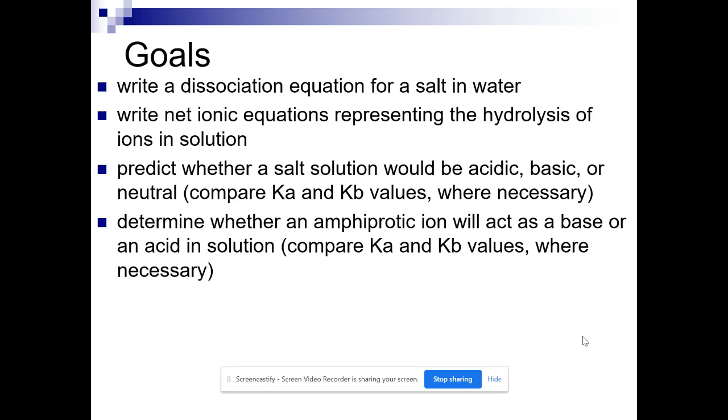We also want to determine whether an amphiprotic ion will act as a base or an acid in solution. So again, amphiprotic, we see it on both sides of the table. We want to find out which one wins out. Is it Ka bigger or is it Kb bigger? All right, so let's get into it.